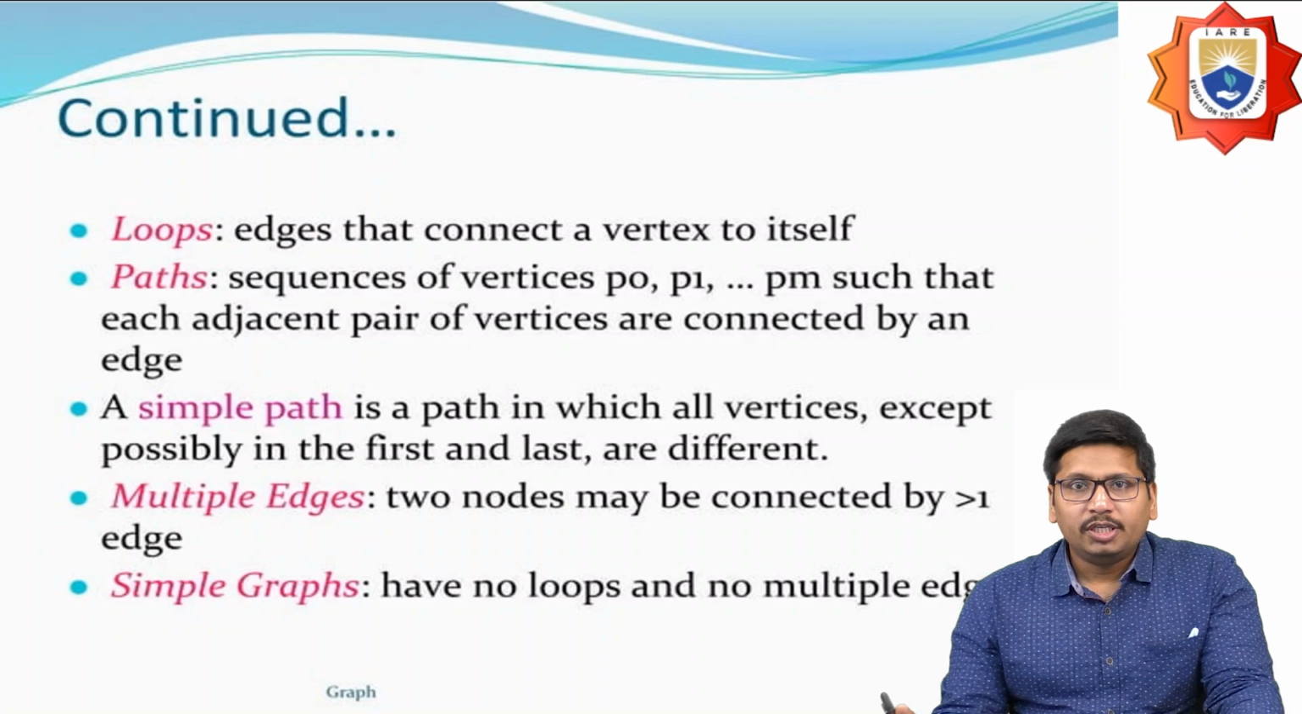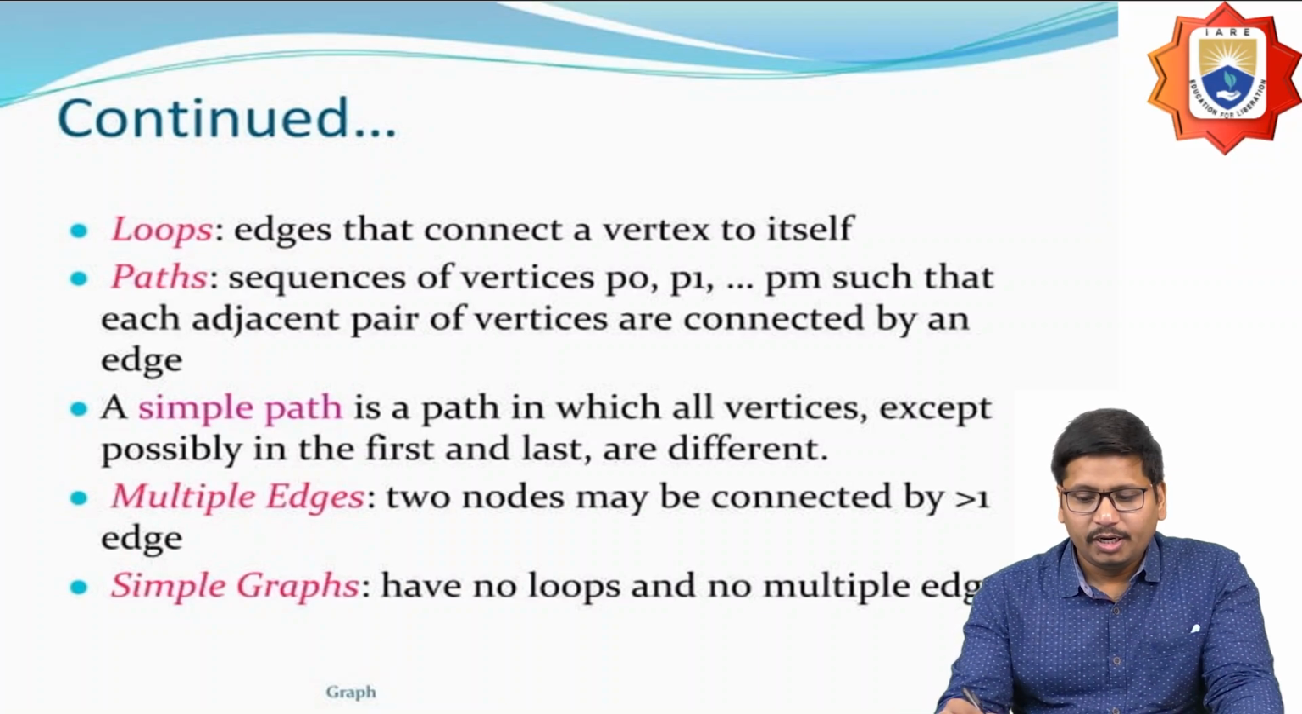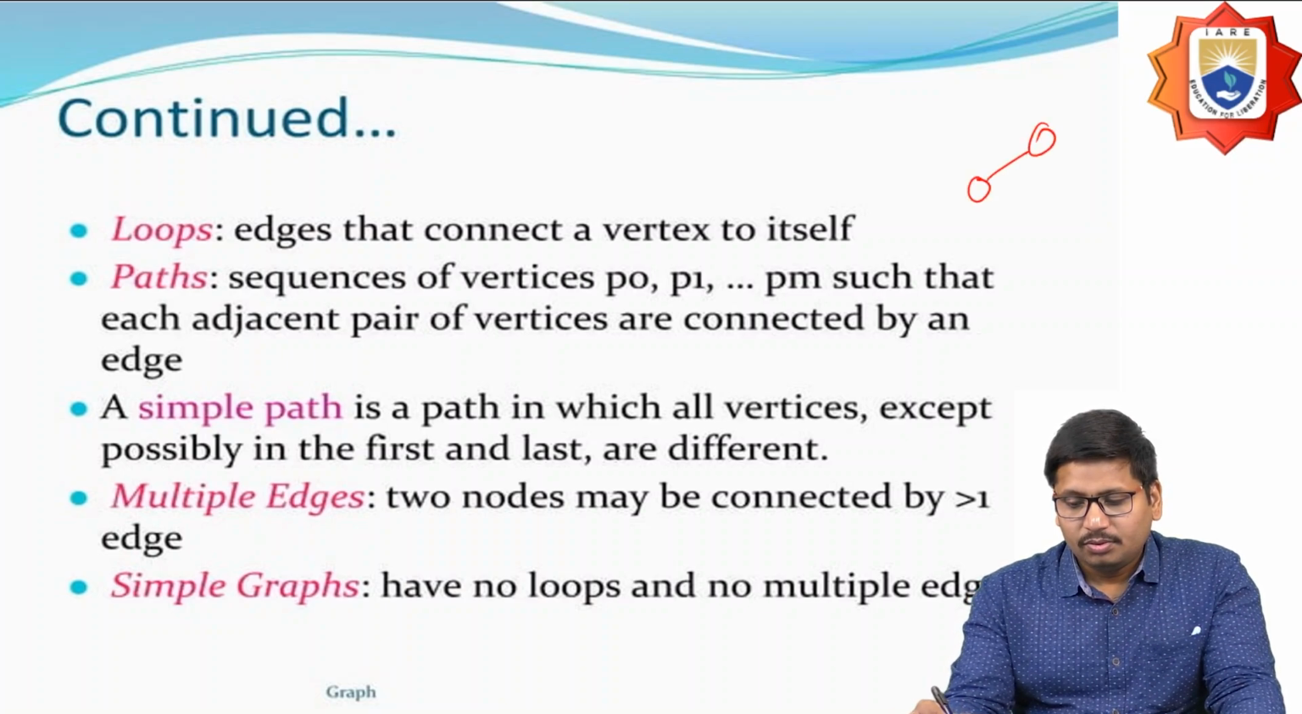And we will see about the terminology like loops. So what should be the loop here? The loop is nothing but an edge that connects a vertex to itself. So in the graph, if a vertex is there, the edge which is going to reflect to the same vertex itself, that is what we call a loop here.